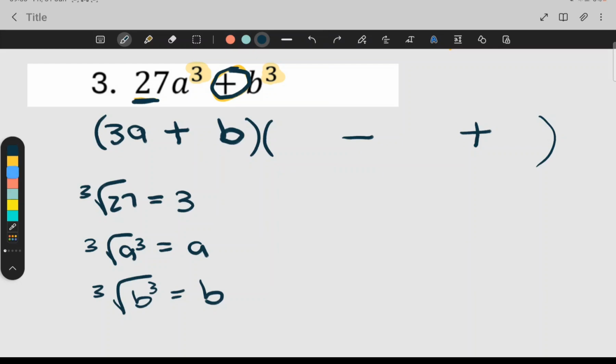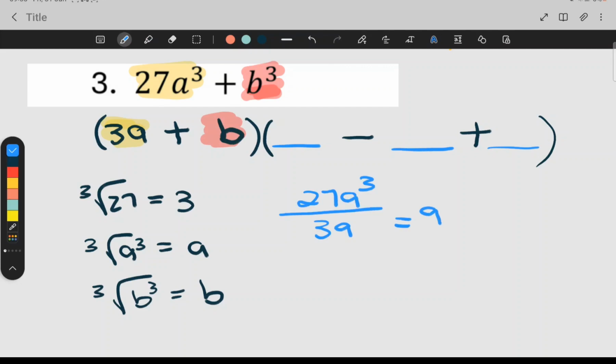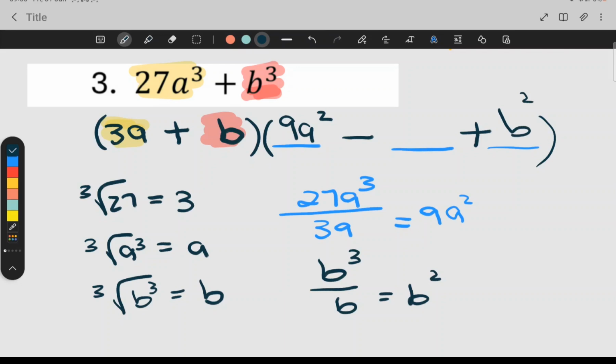Now we're going to find this term, this one, and that one. For the first term, I'm going to say question over first bracket. For the last term, I'm going to say question over this. 27 over 3 is 9. a to the 3 over a is a squared. So this becomes 9a squared. Then let's do the same. b to the 3 over b is b squared. So this is b squared. And to get the middle term, this times this. 3a times b is 3ab. So this is 3ab. Just like that. There you factorized it. Well done.